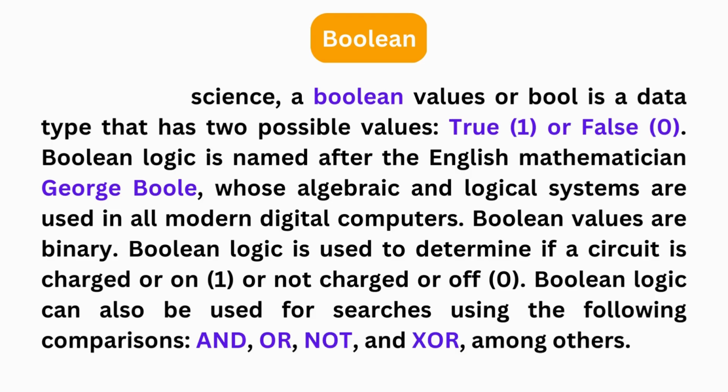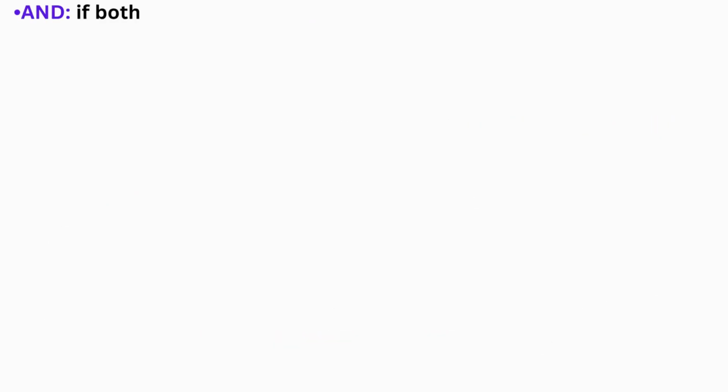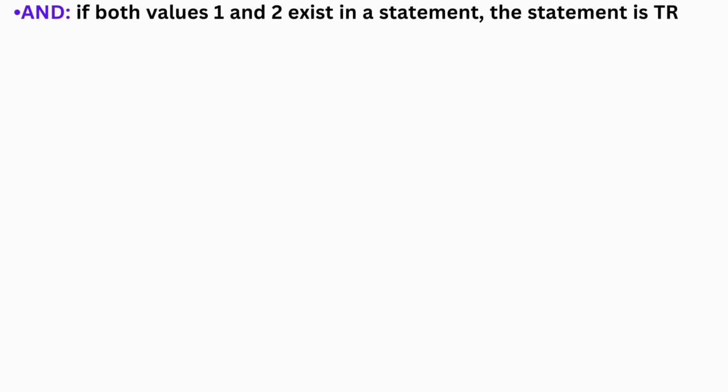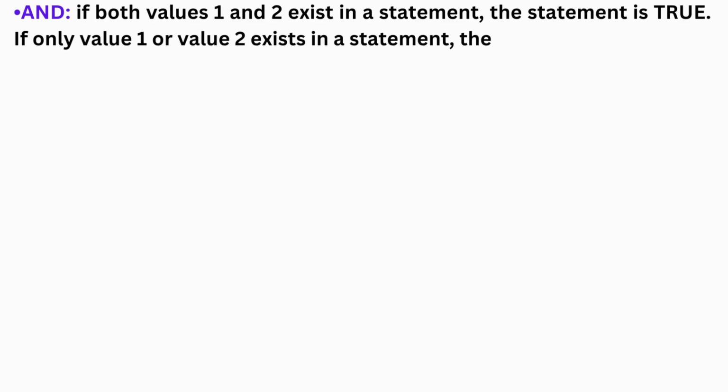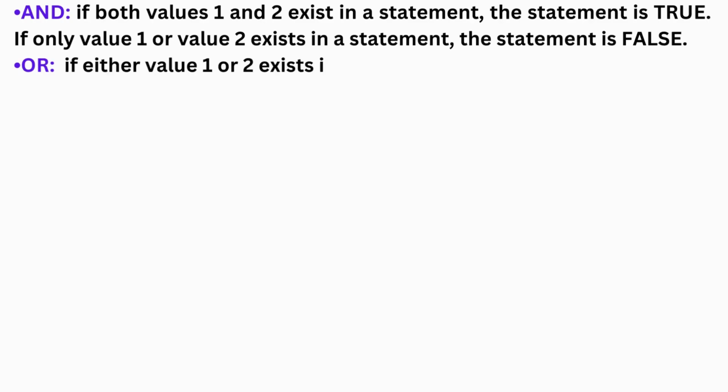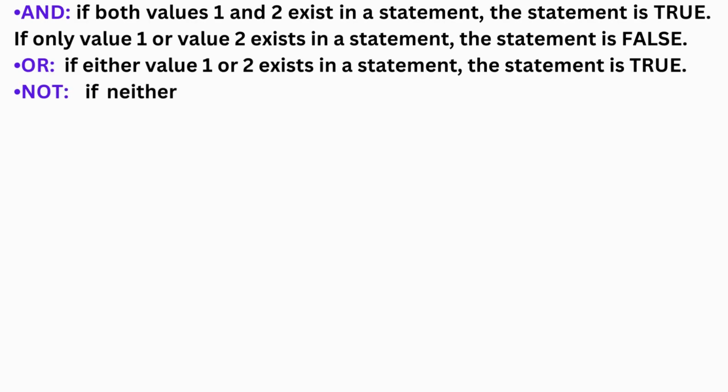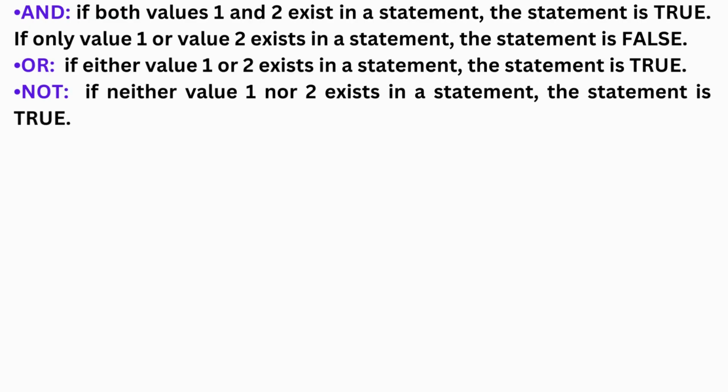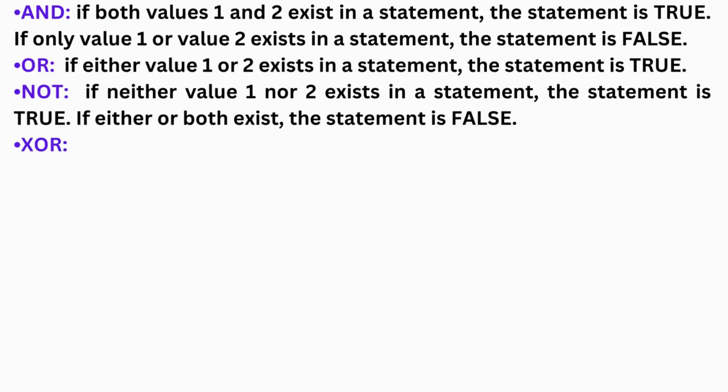XOR, among others. And, if both values 1 and 2 exist in a statement, the statement is true. If only value 1 or value 2 exists in a statement, the statement is false. Or, if either value 1 or 2 exists in a statement, the statement is true. Not, if neither value 1 nor 2 exists in a statement, the statement is true. If either or both exist, the statement is false.